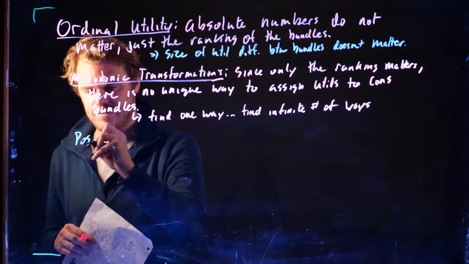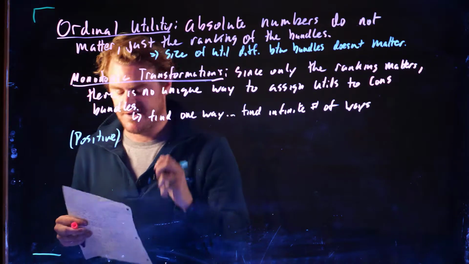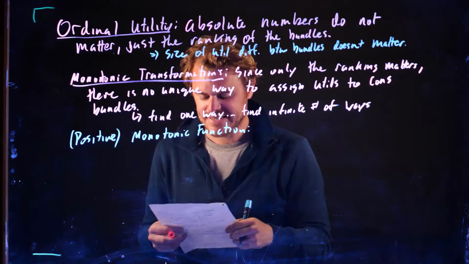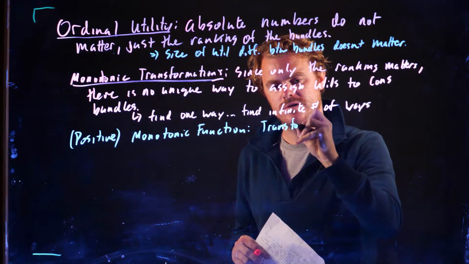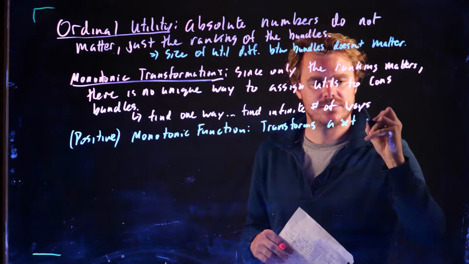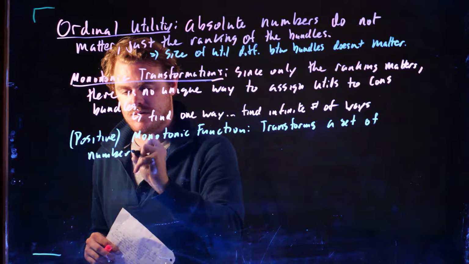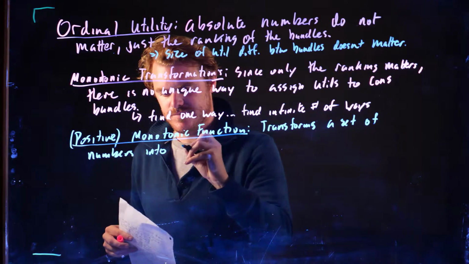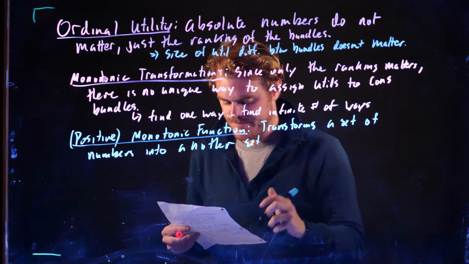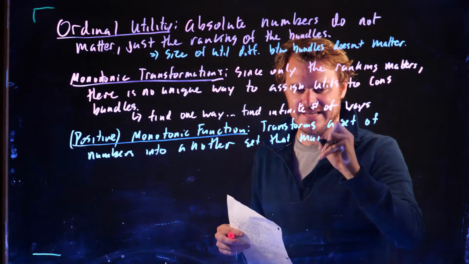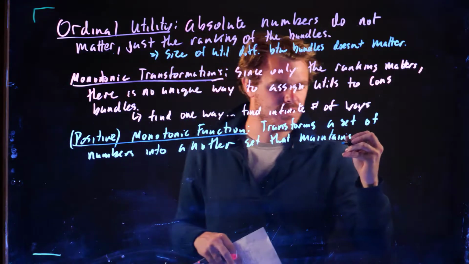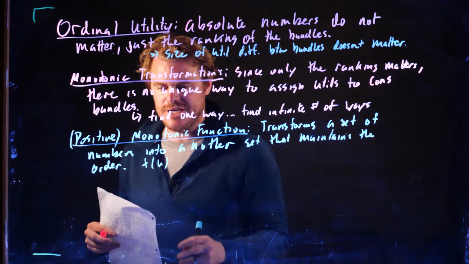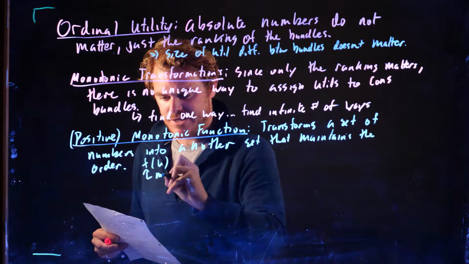So positive, because we're going to mostly be working with positive monotonic functions. What that does is it transforms a set of numbers into another set of numbers that maintains or preserves the order. So for instance, you have this function f of u. This f is some monotonic function.